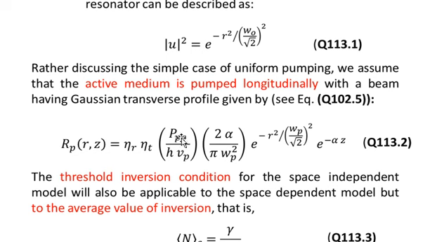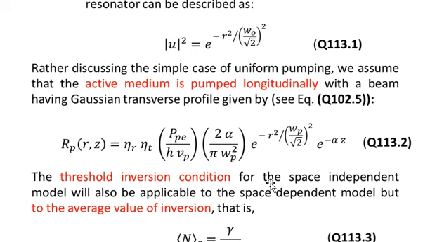Ppe is the electric power input to the pump. νp is the pump frequency. ηr is the radiative efficiency. ηt is the transfer efficiency. wp is the beam spot of the pump beam, and r is the distance in the radial direction away from the center of the cylindrical rod.